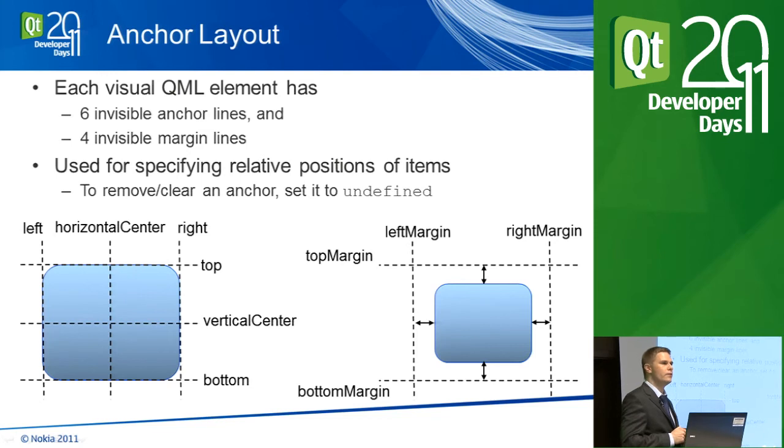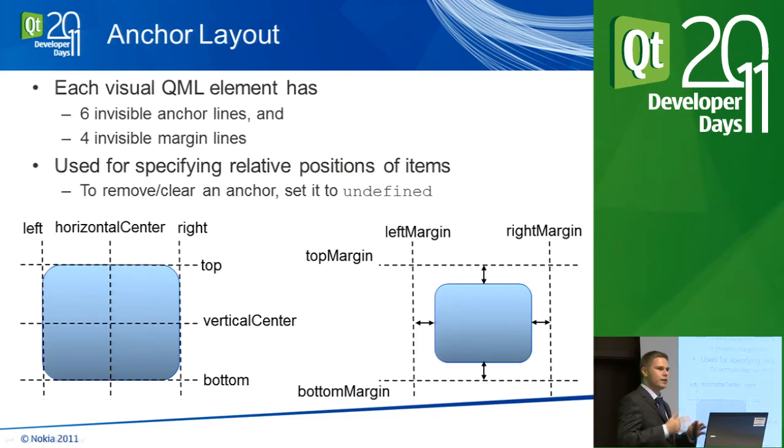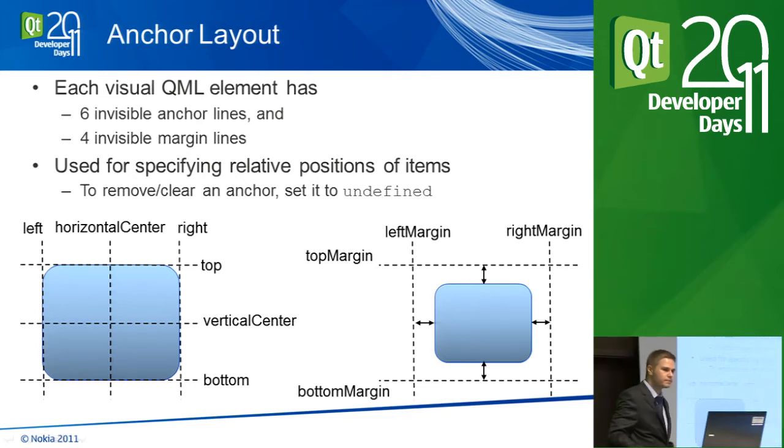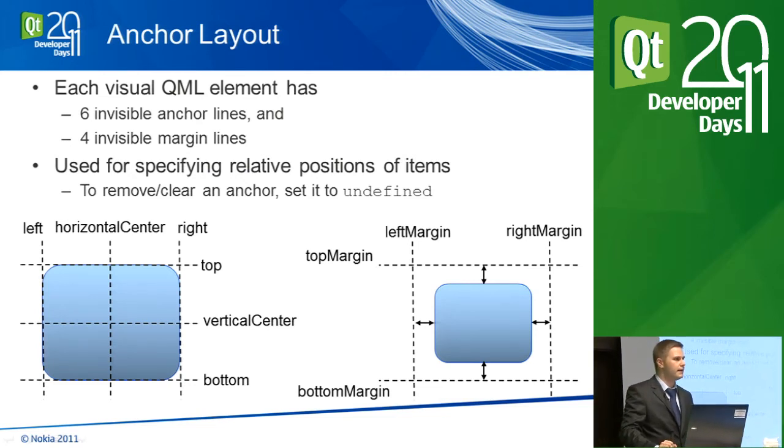And one way of doing it with QML is to use anchoring. So we can anchor these elements to each other. Each element has a number of anchor lines. They have left, right, and horizontal center, top, bottom, and vertical center. And an item can be anchored to another item's anchor lines.